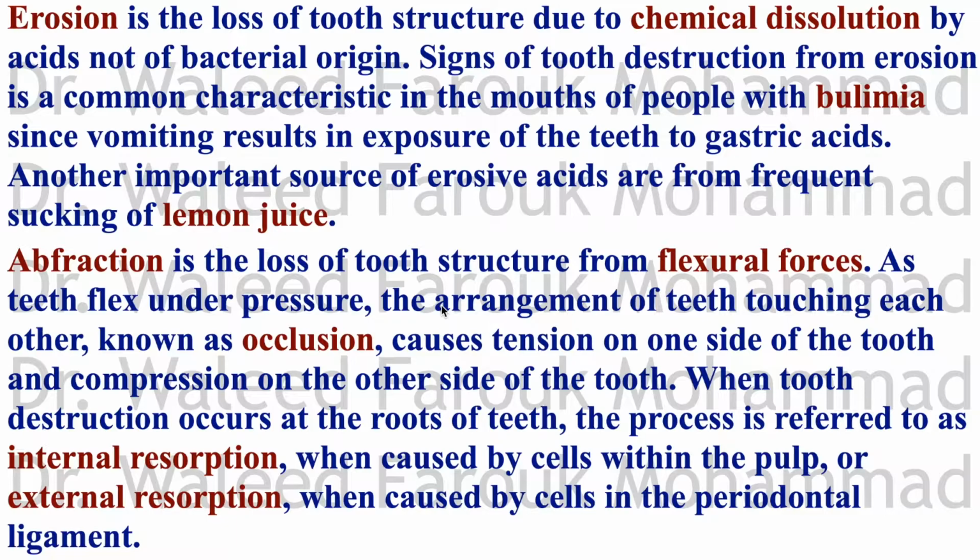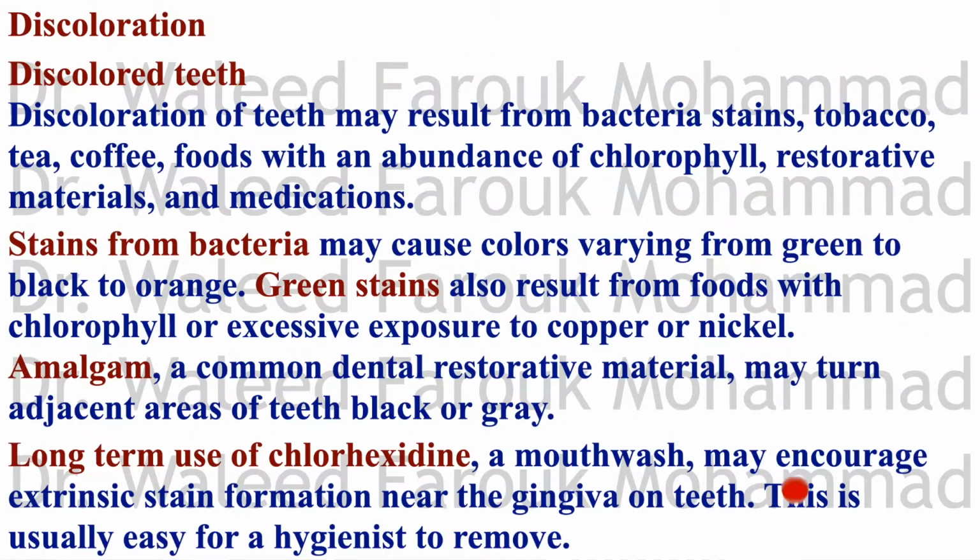When tooth destruction occurs at the roots of the teeth, the process is referred to as internal resorption when caused by cells within the pulp, or external resorption when caused by cells in the periodontal ligament. Discoloration of teeth may result from bacterial stains, tobacco, tea, coffee, foods with lots of chlorophyll in them, some restorative materials, and medications.